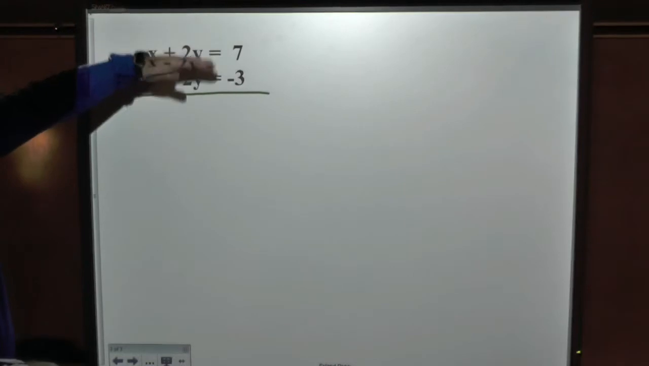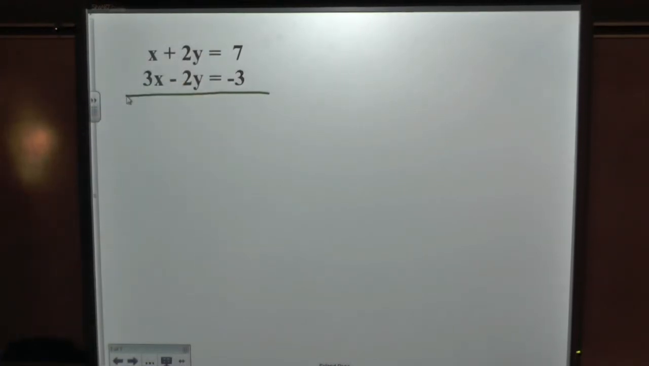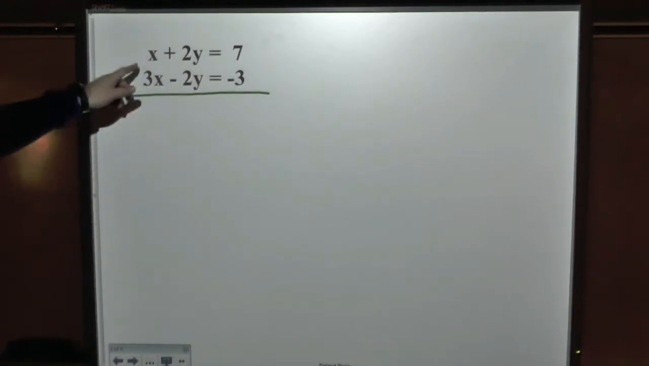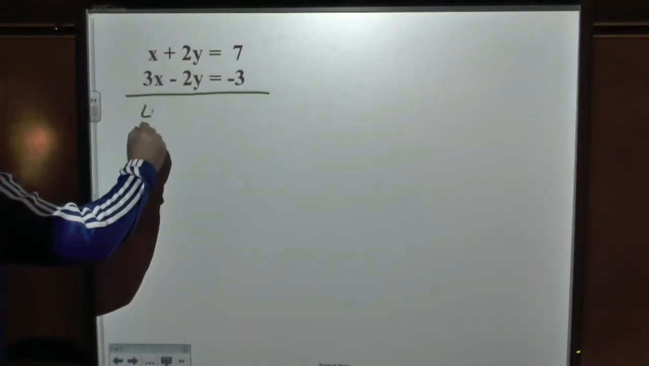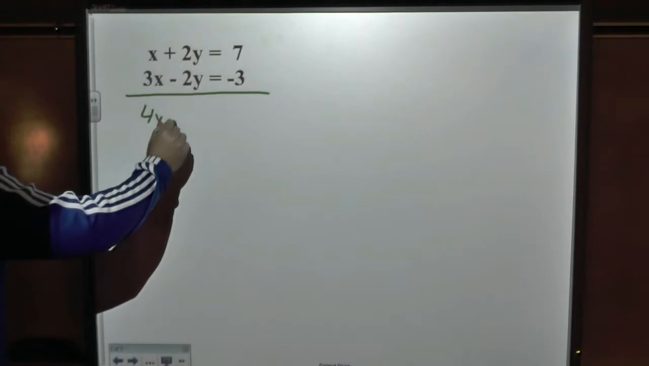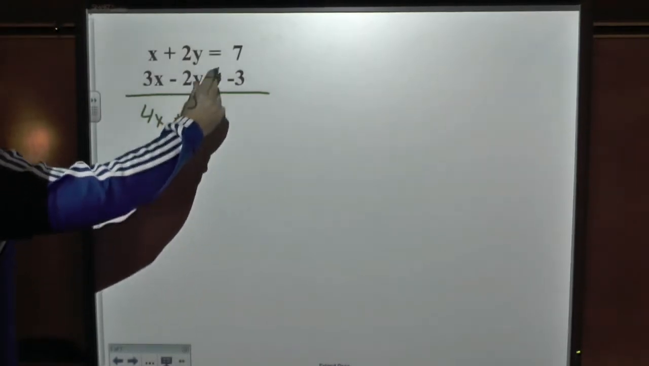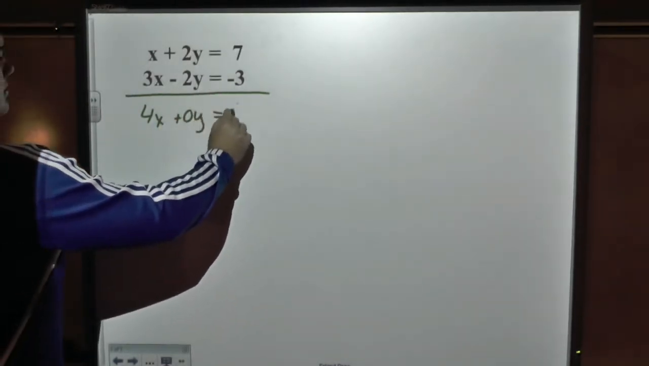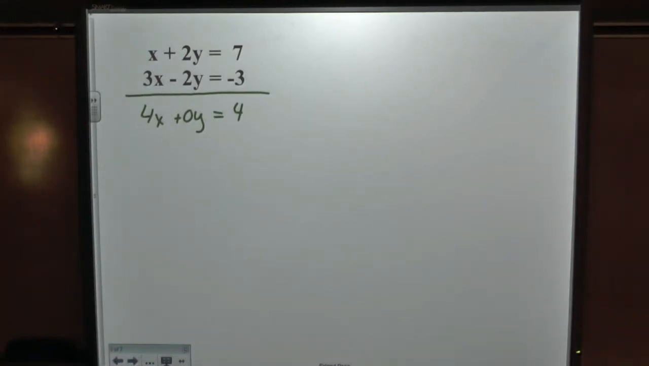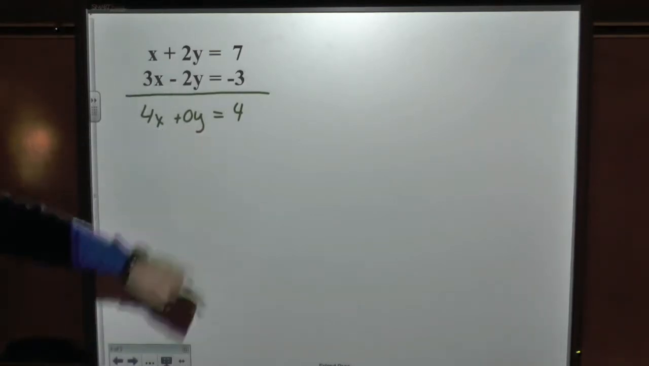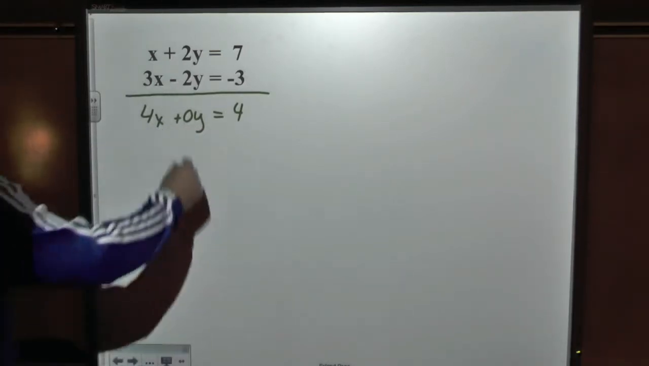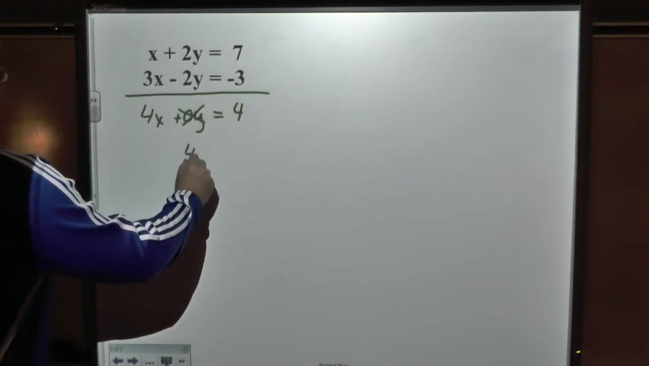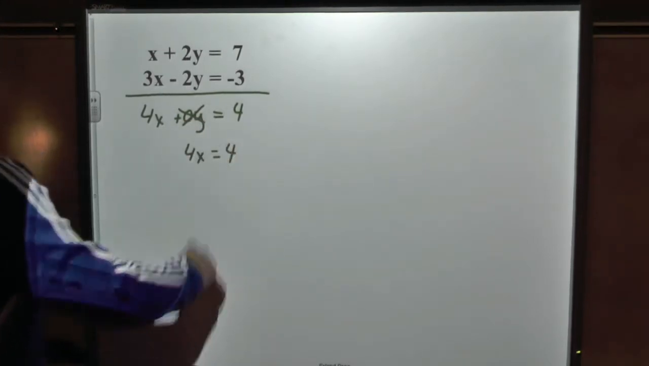By combining them, you have to combine like terms. So we're going to add straight down. x plus 3x is 4x. 2y and a negative 2y gives you 0y. And 7 and a negative 3 is 4. One of the things I want you to notice is that at this point you've eliminated a variable. How do you know? Well, 0 times y is 0. It's gone. All you have left is just 4x is equal to 4.